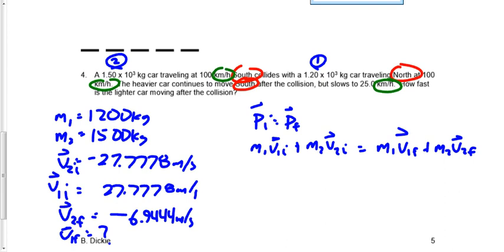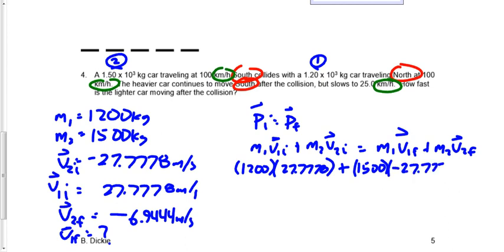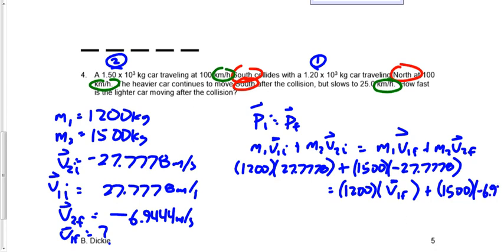So let's sub in our numbers here, unless they're all the same, right? M1 is 1,200 kilograms times V1I is 27.77, plus M2, and this gets kind of long with numbers here, times negative 27.7. Worst part of these questions is writing everything down. V1F is what we're looking for. M2 is 1,500 times V2F is negative 6.9994.